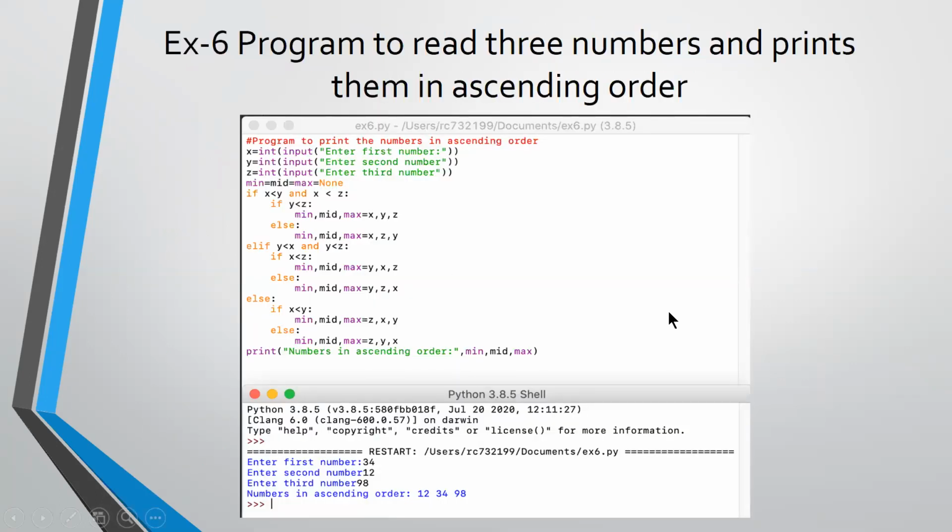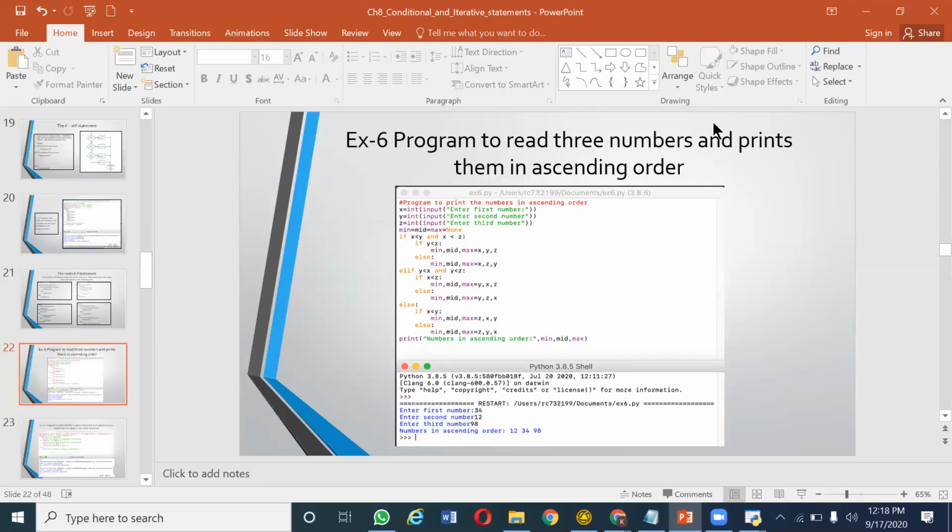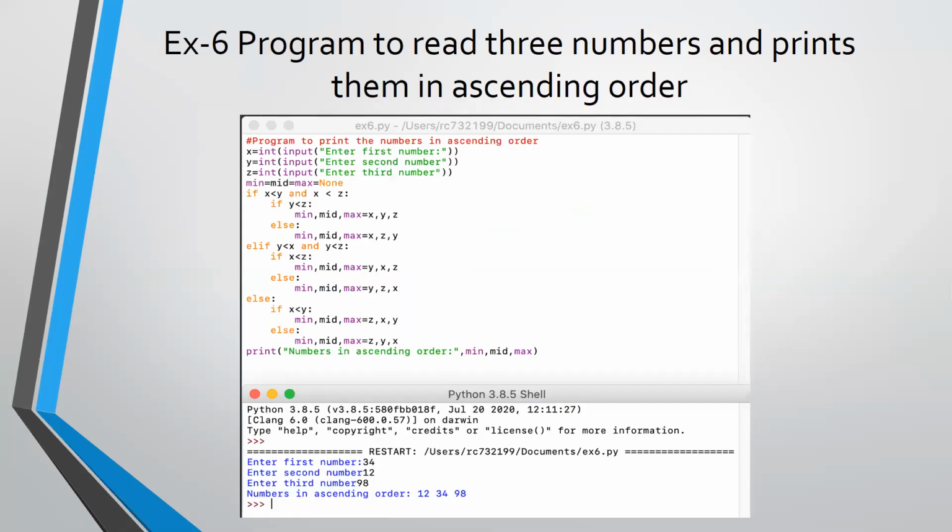Now let us try to understand by writing a program using if else. The program is to read three numbers and print them in ascending order. What do we mean by ascending order? Ascending order means arranging the numbers from smallest to largest. Here, to arrange them in ascending order, you have to compare the numbers with each other and find out which is the minimum number, which is the middle number, and which is the largest number.